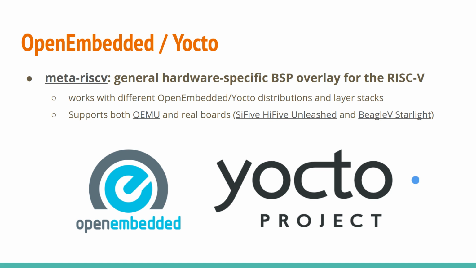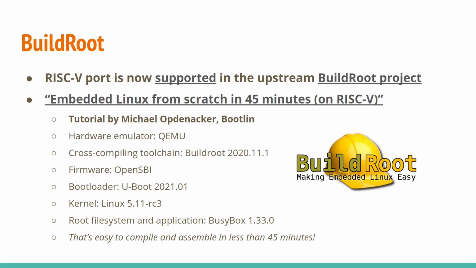So if you don't need a full binary distribution like Fedora or Debian, there's also work being done for RISC-V in OpenEmbedded and Yocto, and that's provided through the meta-riscv layer, which is essentially a BSP layer for RISC-V, and that supports both QEMU and some real boards that have come out and ones that will be coming out in the future. And another way to build your own Linux distribution, your own root file system, if you don't want a full binary distribution, is Buildroot as well, and that has full support for RISC-V in the upstream project.